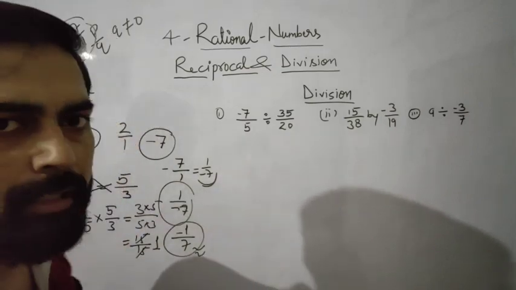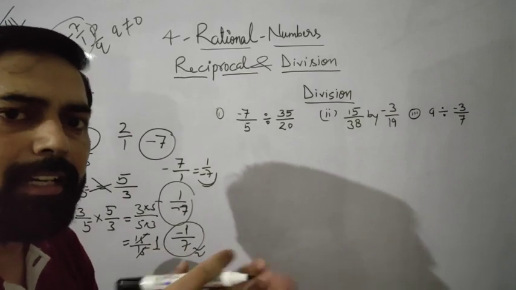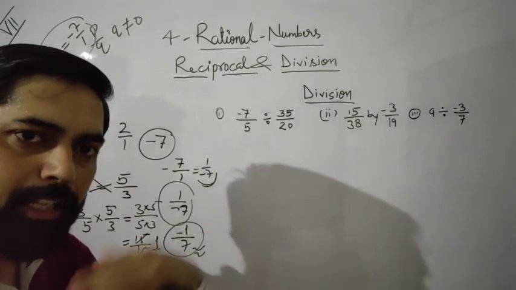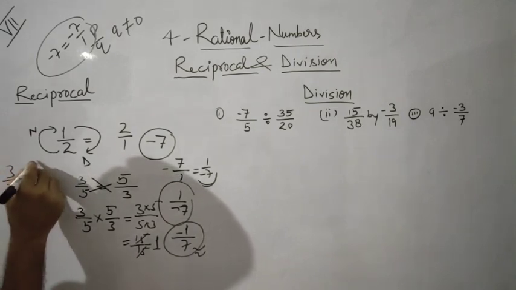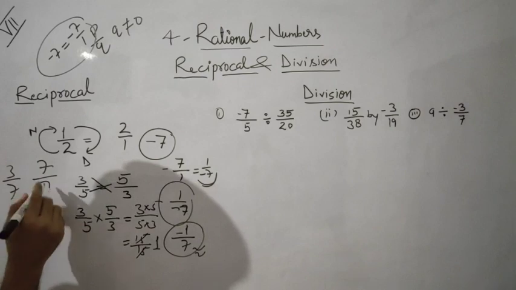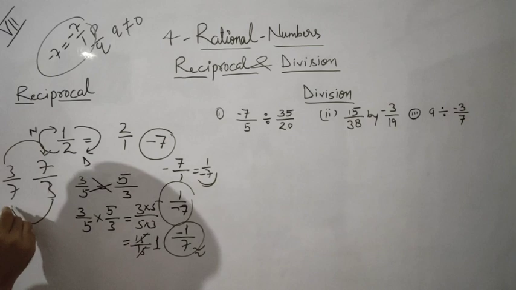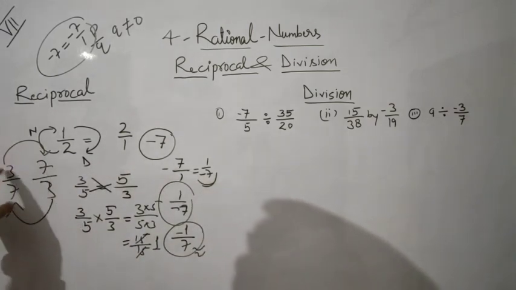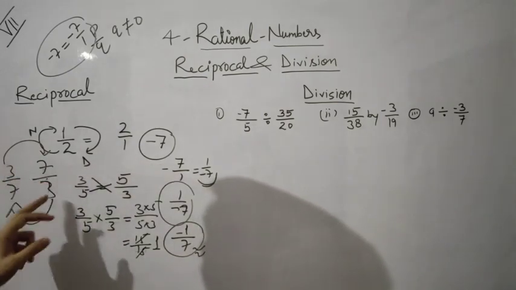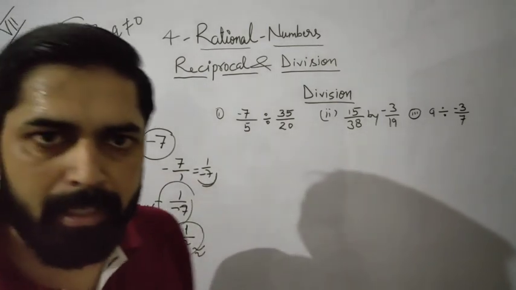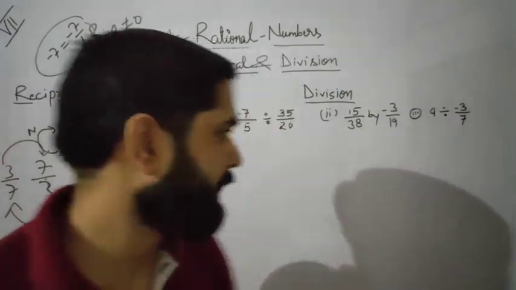So this was all about the reciprocal. Reciprocal means just switch, or interchange, the numerator and denominator. Like 3 upon 7: what is the reciprocal of 3 upon 7? It will be 7 upon 3. This is the reciprocal of this number and this is the reciprocal of that number. So 3 upon 7 is the reciprocal of 7 upon 3 and 7 upon 3 is the reciprocal of 3 upon 7. If the product of both numbers is one, then your answer is correct.